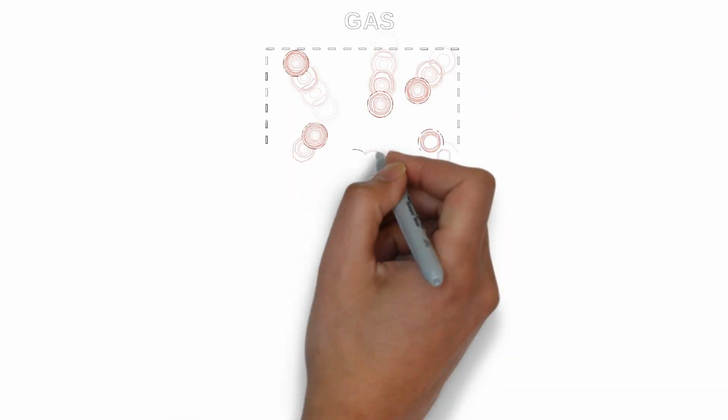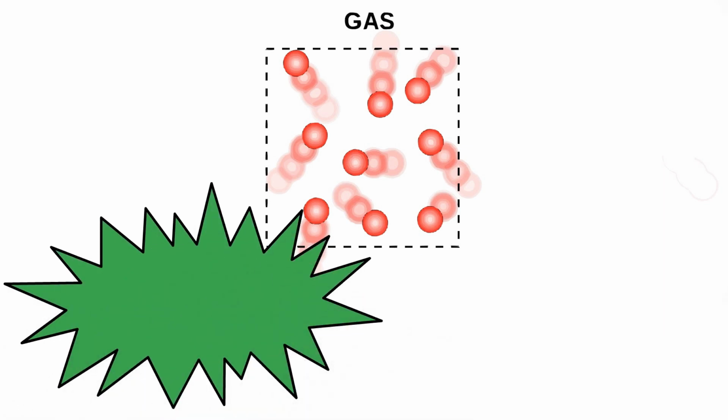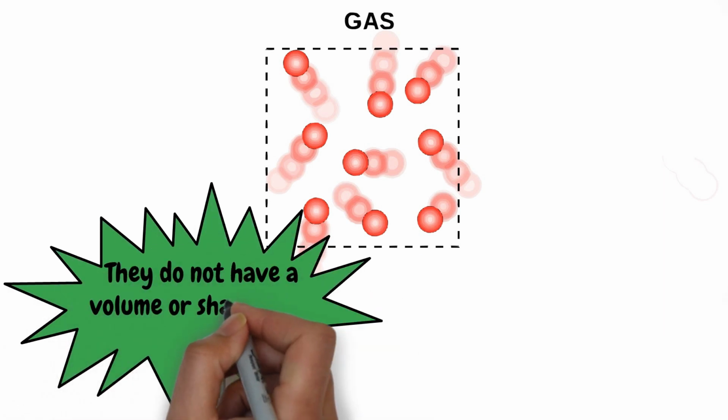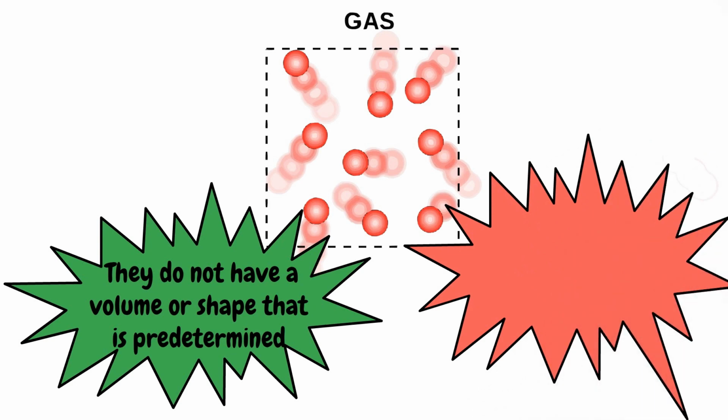Because gases are able to expand to cover any area that is available, it is possible to say that they do not have a volume or shape that is predetermined before their expansion. This is because gases are able to expand to fill any area that is accessible.